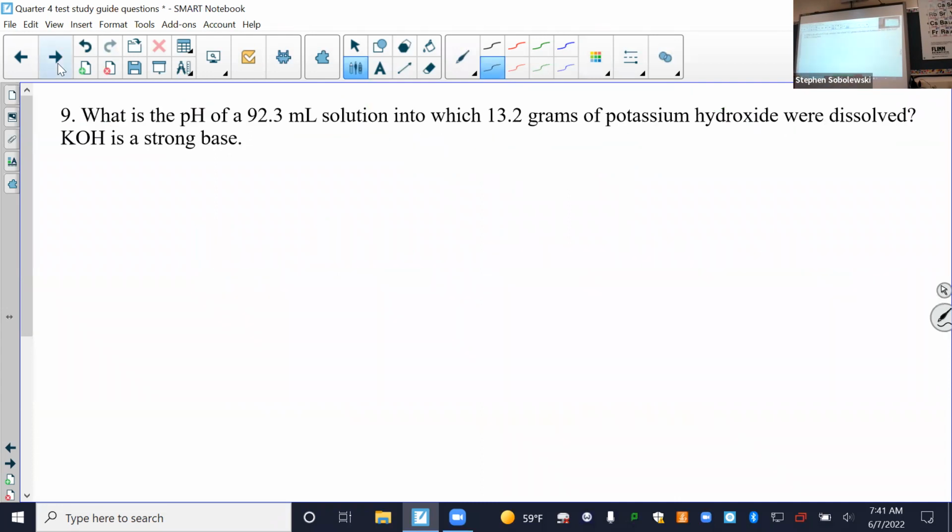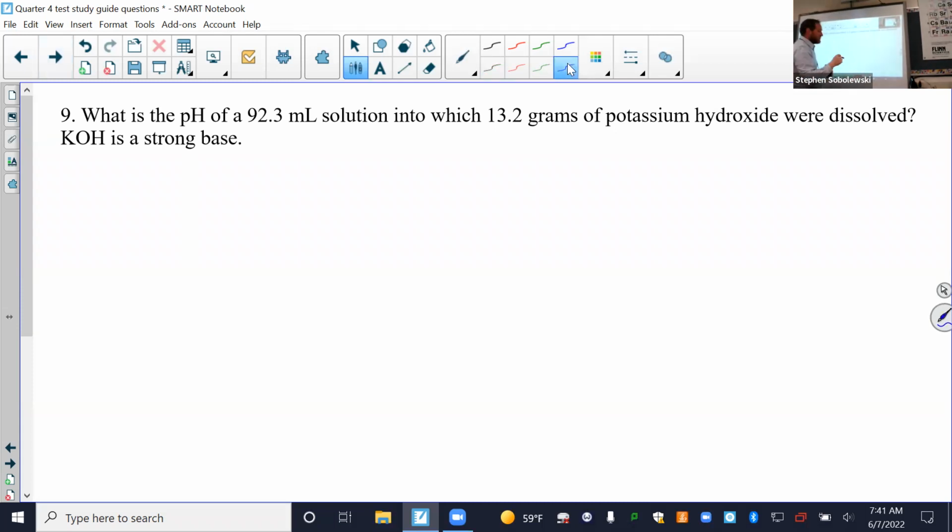Question 9. What is the pH of a 92.3 milliliter solution in which 13.2 grams of potassium hydroxide were dissolved? Okay, so there's a lot going on here. I'm looking for pH, but I'm given milliliters and grams of the solution. And I tell you KOH is a strong base, so it fully dissociates. So what we're going to have to do is determine the molarity of this solution. And then from there, we can determine the OH minus concentration and then eventually get into pH.